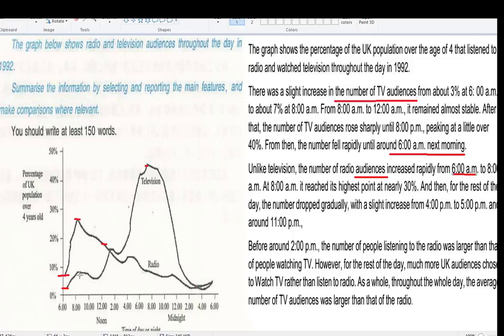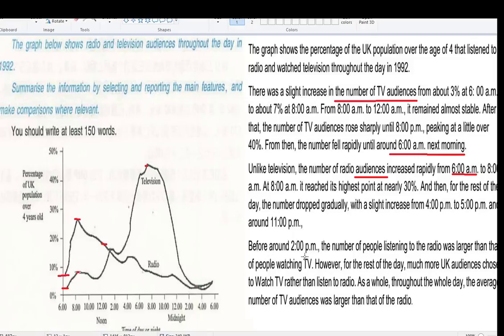What? I think this person is misreading information all the way through. Because this is not 30%, is it? 8 a.m., 3%? This is more like 8 again. "And then for the rest of the day, the number dropped gradually." No, why? It increases. "With a slight increase from 4 p.m. to 5 p.m." No, I don't see that either.